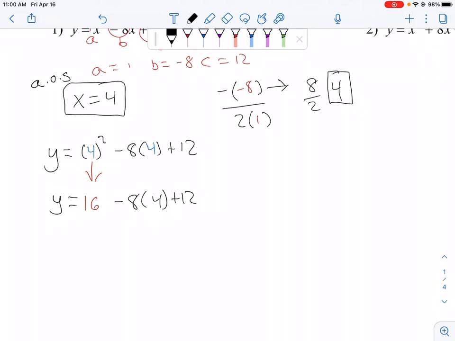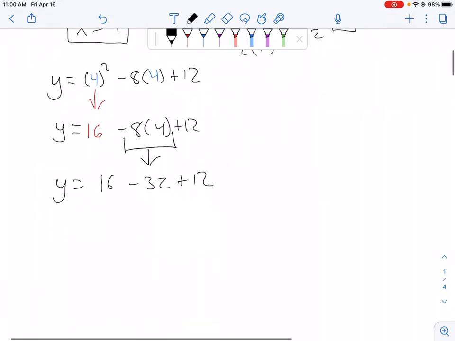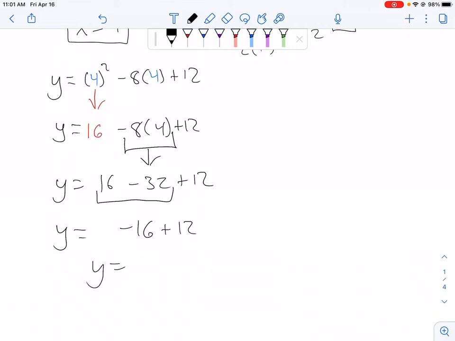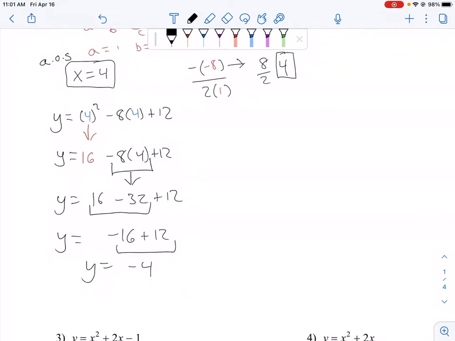Now I'm looking for any multiplication or division, which is right here, 8 times 4. So y equals 16, and then negative 8 times 4 is negative 32 plus 12. Now I'm doing addition and subtraction. I'm just putting this together. We could put these two pieces together: 16 minus 32 makes negative 16. And then negative 16 plus 12 gives us negative 4. This is how we want to write our answer.